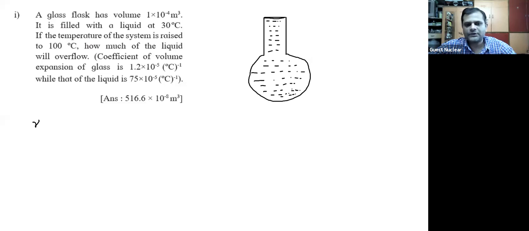The coefficient of volume expansion of the container, what do we call it? We can say solid, so gamma S, which is already given here as 1.2 into 10 raised to minus 5 per degree Celsius. At the same time, the liquid's is also given. The gamma of the liquid, which you can call gamma L, is the coefficient of volume expansion of the liquid. It is given here to be 75 into 10 raised to minus 5.